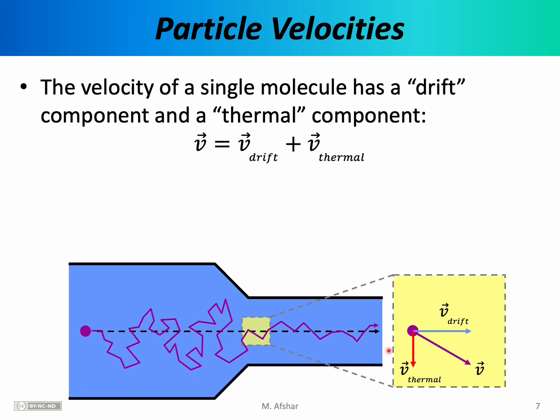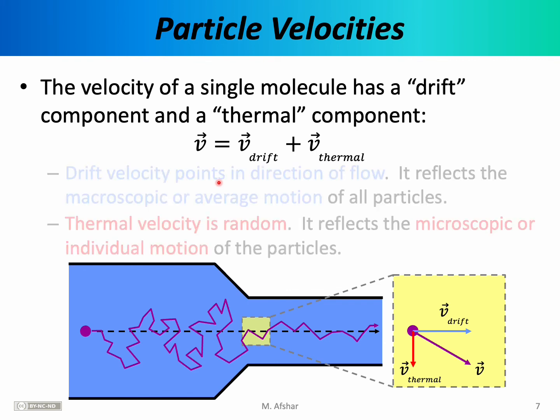And the thermal velocity doesn't necessarily have to be perpendicular to the drift velocity. It could even be parallel to the drift velocity. The point is that every molecule has essentially the same drift velocity and a slightly different thermal velocity. This allows us to write the velocity of any one particle as a sum of two different velocities.